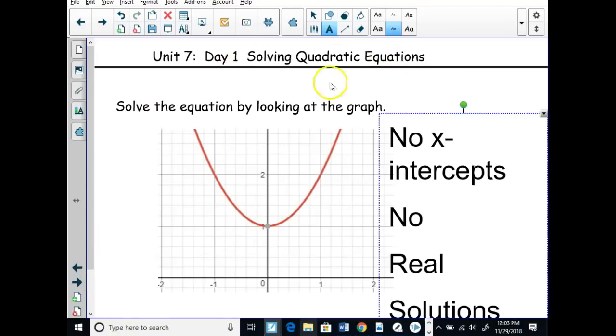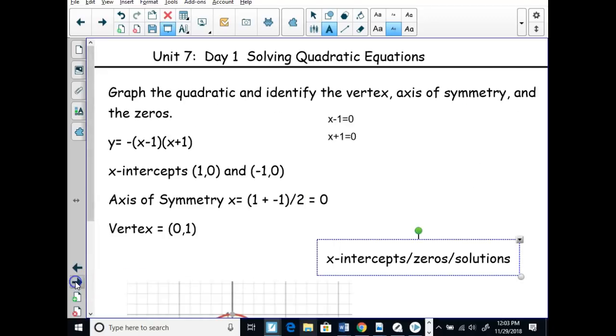If it doesn't cross, then there's no x-intercepts. That means there's no real solutions. It is possible it may only cross once. That means you have one solution. That means your vertex is on the x-axis.